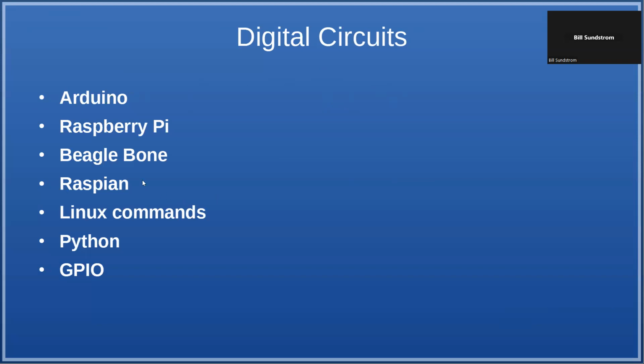Raspbian is the version of Debian Linux that's essentially compiled for the Raspberry Pi, and we'll talk about that a little bit because it's easier to set up the Raspberry Pi here than it is a BeagleBone or an Arduino. A little bit about Linux commands, a little Python, and hopefully a little demonstration of how to access general purpose input output on a Raspberry Pi Pico.